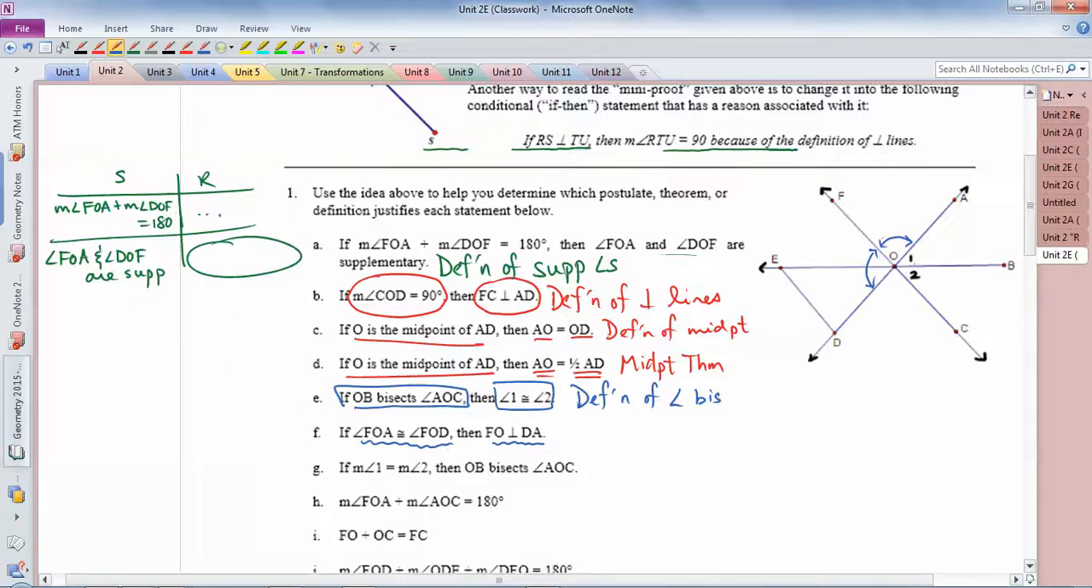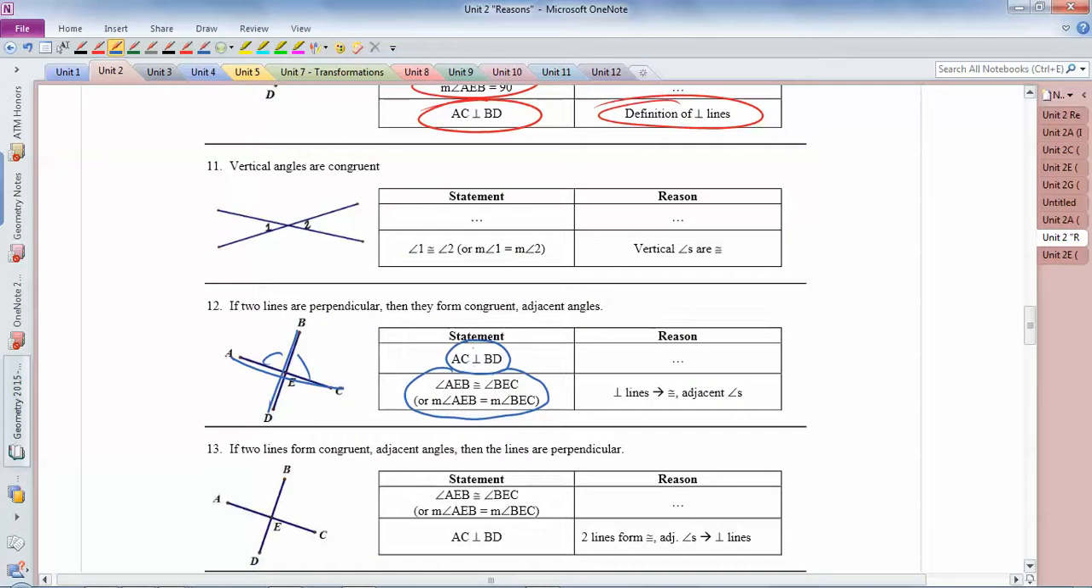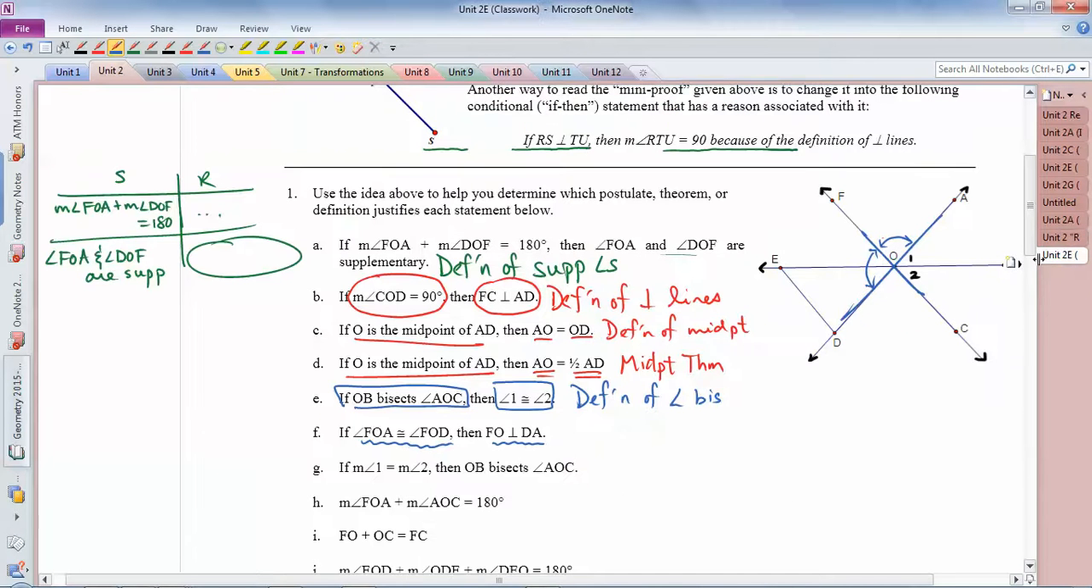If you go back to that picture over here, it's the same deal. If these are perpendicular, oh no, I'm sorry, I got this backwards. If congruent, then perpendicular. So it's not this one. It's the reverse of this one. It's 13 instead. So 13 says if you have congruent angles formed by two lines, the two adjacent angles that are congruent, then those lines have to be perpendicular. So this is the reason that we want here: two lines form congruent adjacent angles, then you get perpendicular lines.